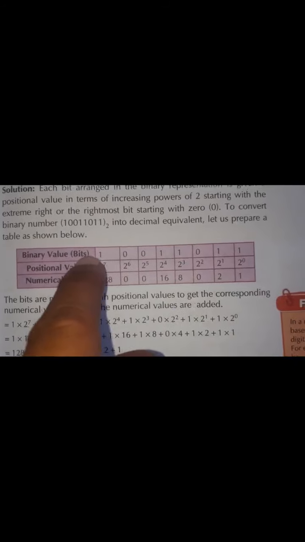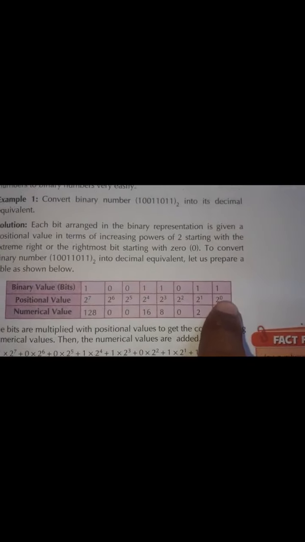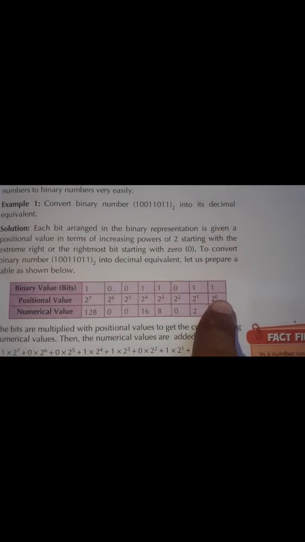Binary bits or binary numbers. Now, below the binary numbers, we have to write the position value of each bit. The position value means we have to write down the power of 2 for each binary digit, starting with 0 at the rightmost bit. In this way, 2 raised to 0 at the rightmost position.